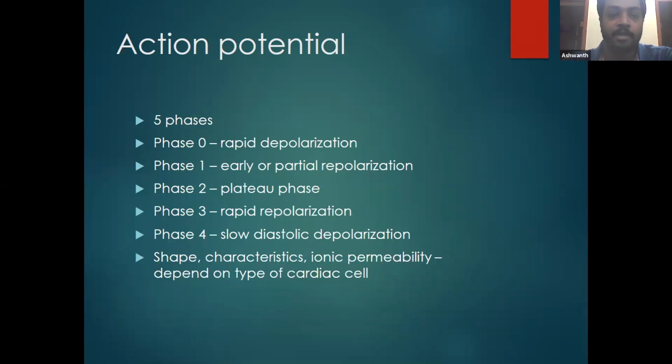So these are the 5 phases of the action potential. Phase zero is a rapid depolarization due to sodium influx, and phase one is early or partial repolarization due to potassium efflux from cells. Phase two is a plateau phase due to influx of calcium, and phase three is rapid repolarization due to potassium channel opening and potassium efflux from the cell. Phase 4 is slow diastolic depolarization, returning to the resting membrane potential, and the shape, characteristics, and ionic permeability depend on the type of cardiac cell.